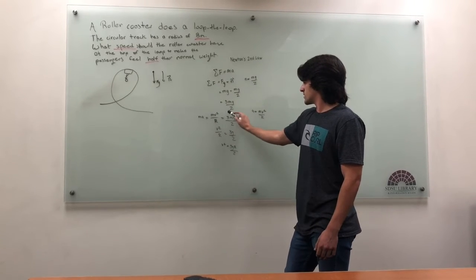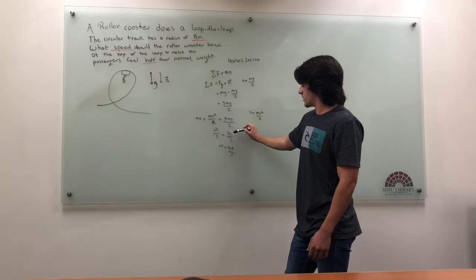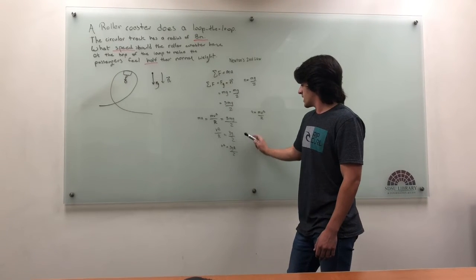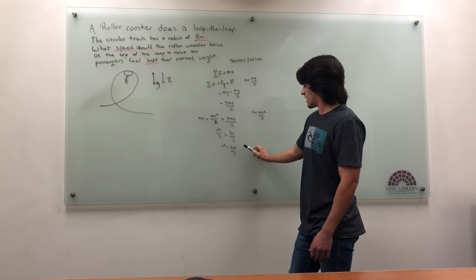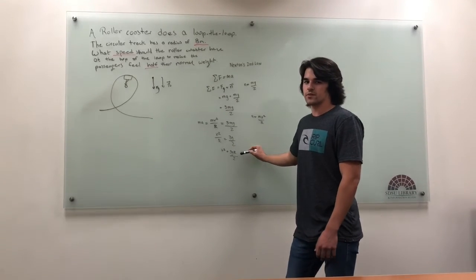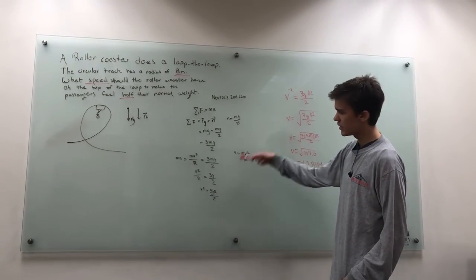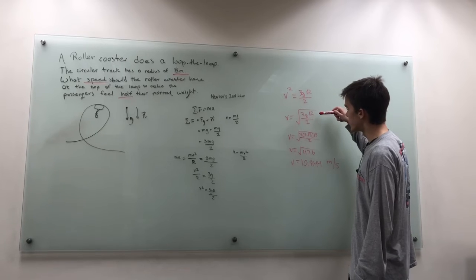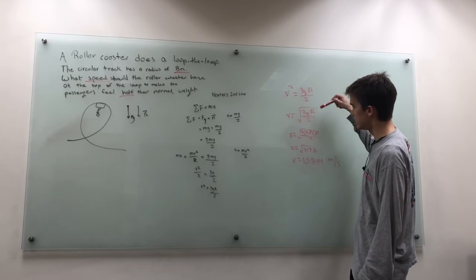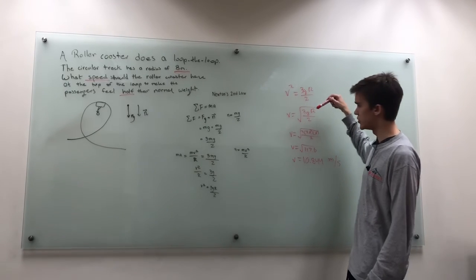If we cancel out the mass, we have velocity squared over the radius is equal to 3 times gravity divided by 2. We bring the radius to the other side, and you have the velocity squared equals 3 times gravity times the radius of the circle divided by 2. So with the formula we get here, we can put a square root over everything to find velocity. That gives us v equals square root of 3gr over 2.